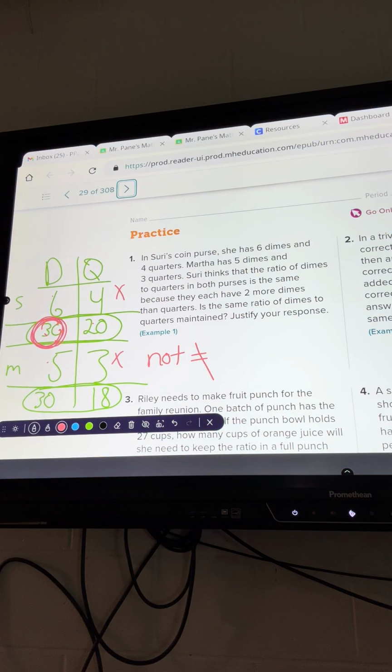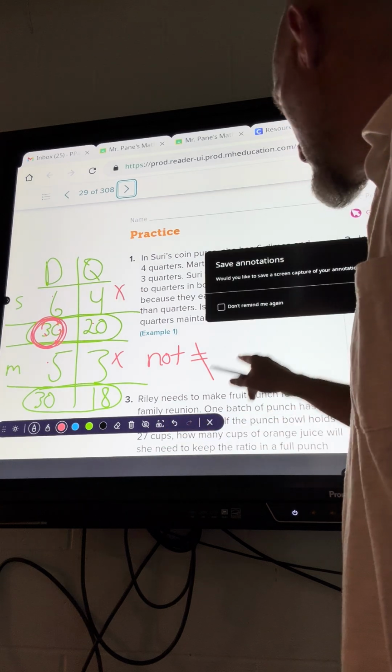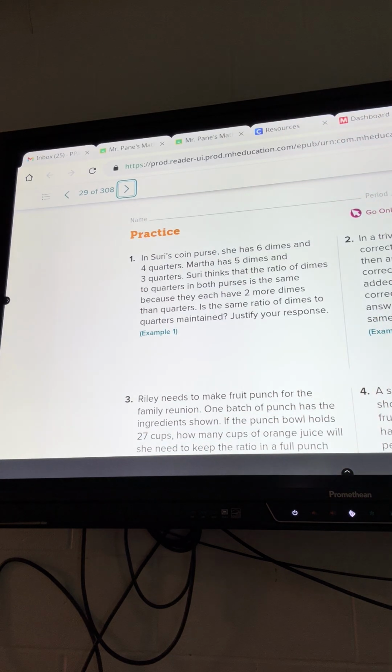let me take a look at another one of these here. Number 2, in a trivia game, Levi answered 8 questions correctly out of 8 turns in the game. He then answered the next 3 questions correctly. He reasoned that because he added 3 to both the total questions and his correct responses, that the ratio of correct answers to total questions remained the same. Is he correct? Well, we'll have correct responses.